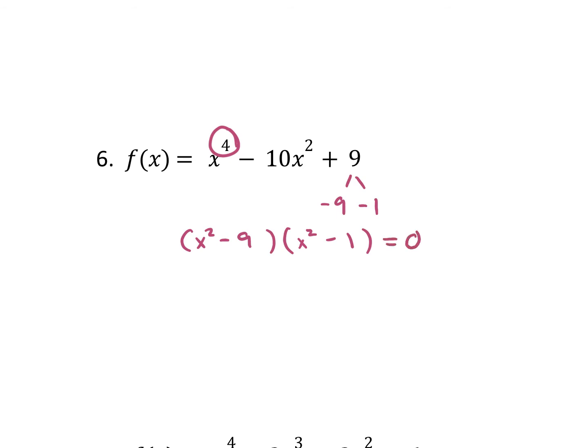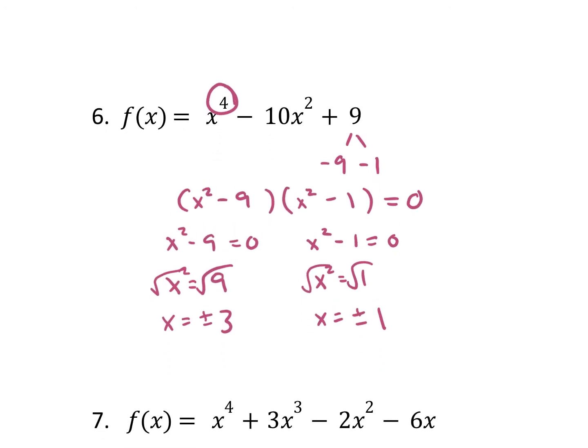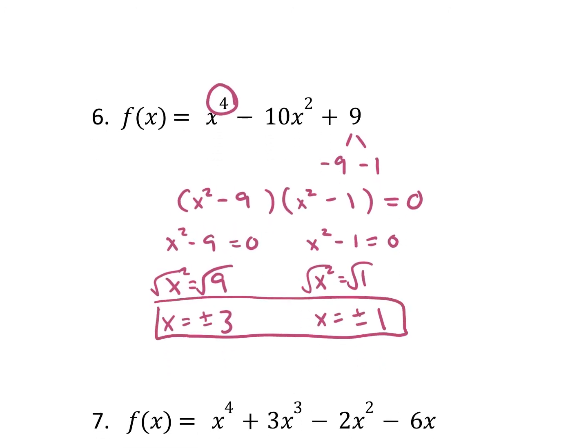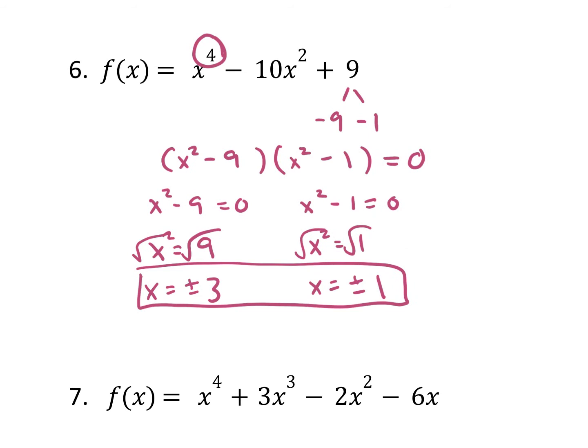So from here, I can set both of them equal to 0. So x squared minus 9 is equal to 0. x squared minus 1 is equal to 0. So x squared is equal to 9. Take the square root. So what's x equal to? Plus or minus 3. And then here, I have x squared is equal to 1. Take the square root. What's x equal to? Plus or minus 1. So these are my zeros. And then to write my answer in factored form, irreducible over the reals, how would that look?